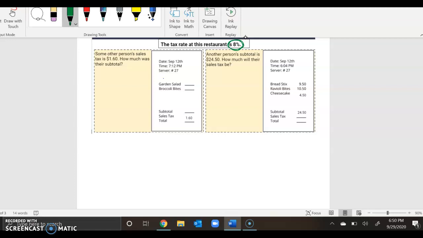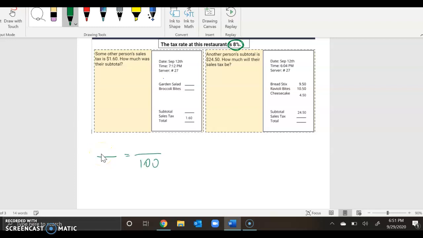Okay, so the one on the left says some other person's sales tax is $1.60. How much was their subtotal? So we can look here at their receipt and we know that the tax is $1.60. But we need to find their total for their food. So we know we have a percent, this 8%, so we're going to set up a proportion.